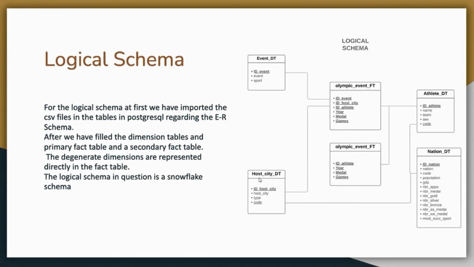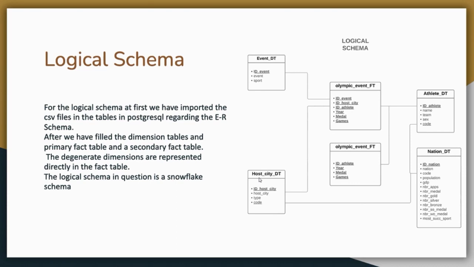After this process, we have also filled the dimension tables and the primary and secondary fact tables. In PostgreSQL, the dimension and the fact tables were materialized views, with the data starting from the entity relationship tables. Okay, in this logical schema, we can see that the degenerate dimensions are represented directly in the fact table.